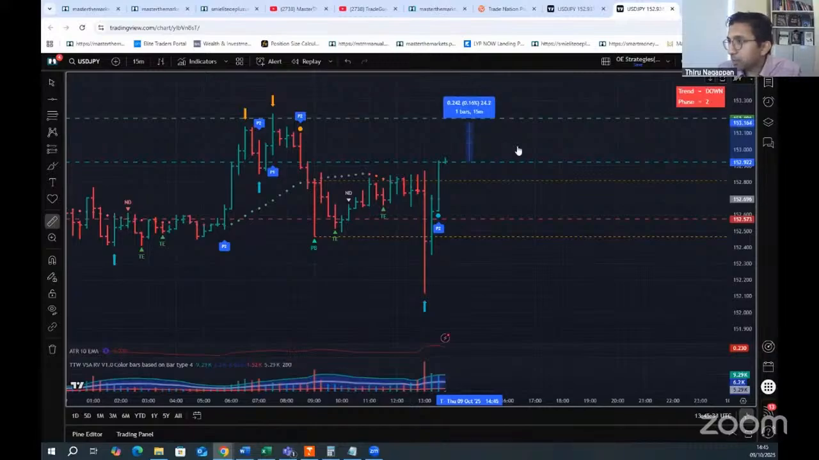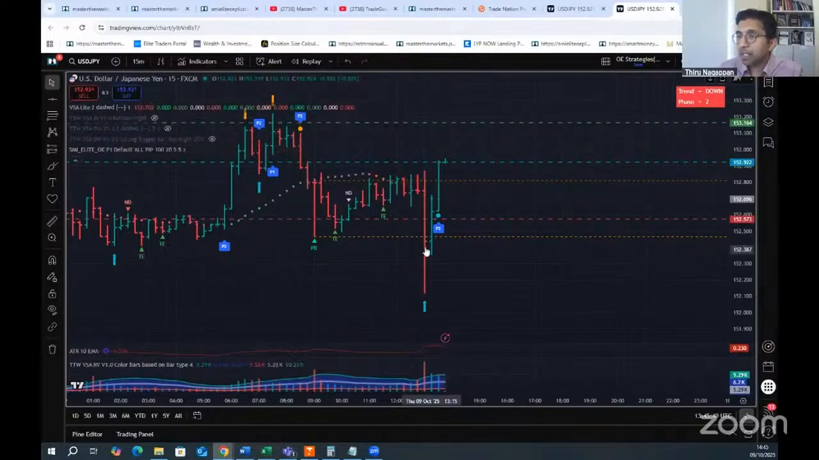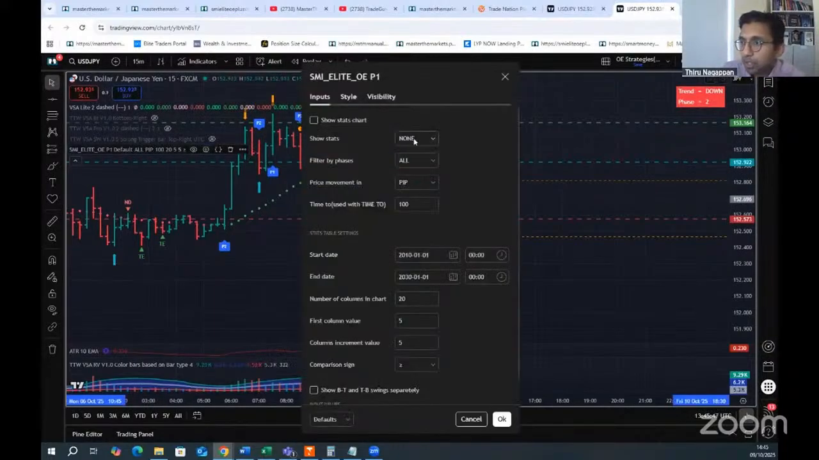So this one here, 153.16, isn't it? Roughly, right? So wait and see if it does get to there. But the critical thing here is, where do I put my stop? So if I were to go on to here and select the MAE, hopefully it does load it up this time round.